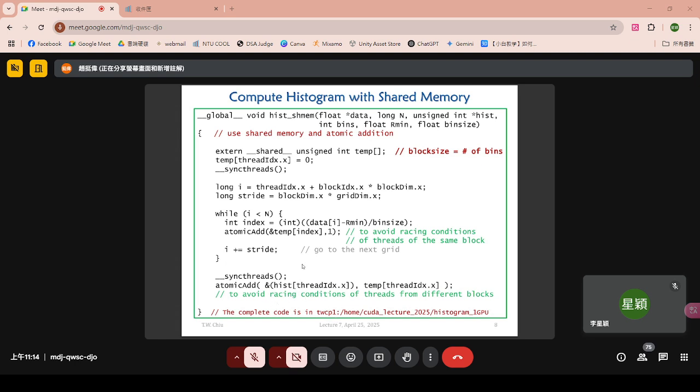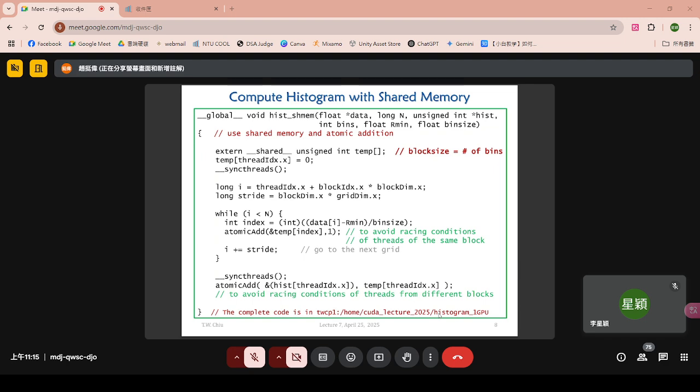So I have to add all of this to the histogram, which is in global memory. This is also an atomic add, from this shared memory to this histogram. So let me go to the code.